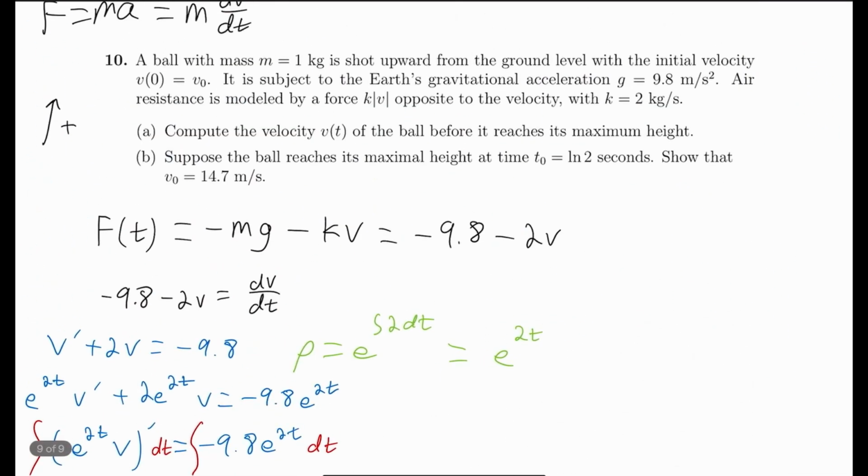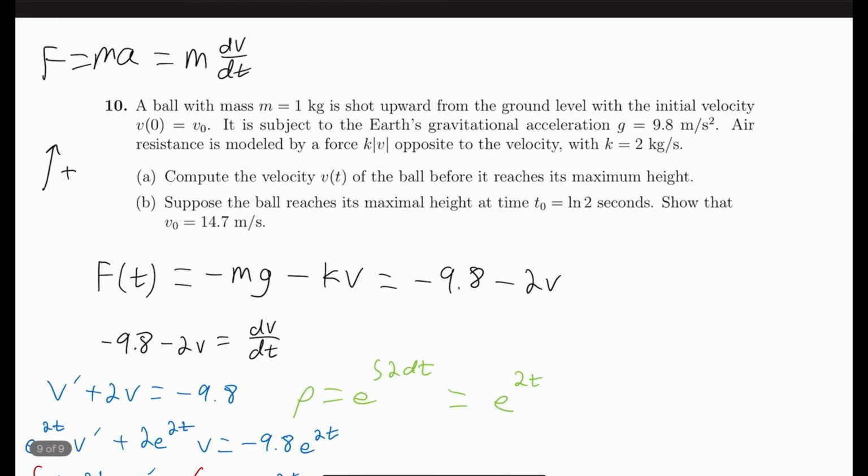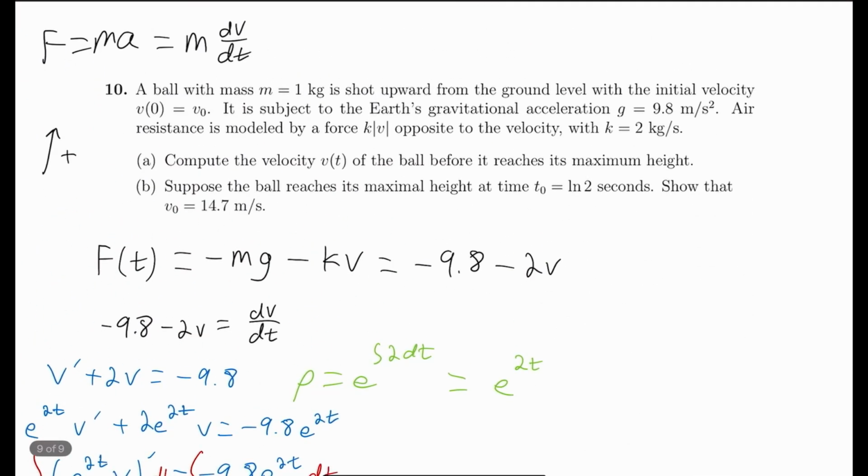And part B is saying, suppose the ball reaches its maximum height at time ln 2 seconds, we're showing that its initial velocity must have been 14.7 meters per second. So we have our velocity equation that we can plug into. The important thing to notice here is that when the ball is at its maximum height, its velocity is 0. It has stopped moving upwards, it's not yet moving downward. So v is exactly 0.